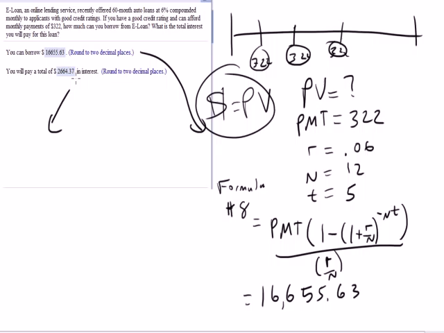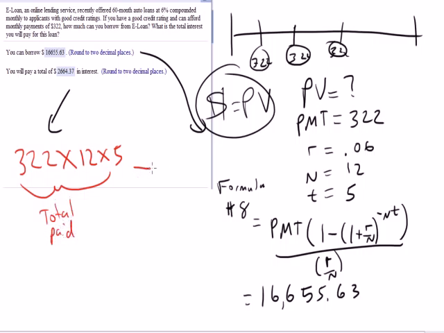The second question here, the interest, well, you made payments of $322 every month for 5 years, so that's 12 times 5. You'll notice that's the same as 60. That's the total paid. You borrowed $16,655.63, and that'll give me this result, $2,664.37.